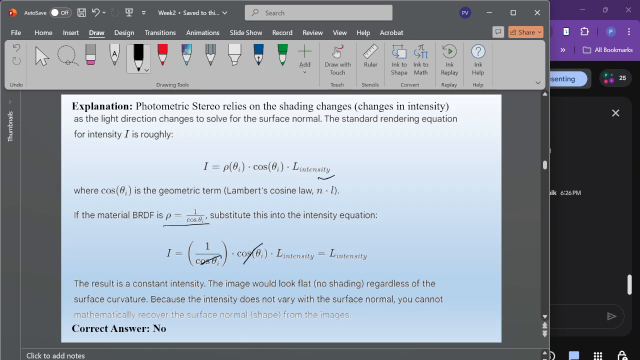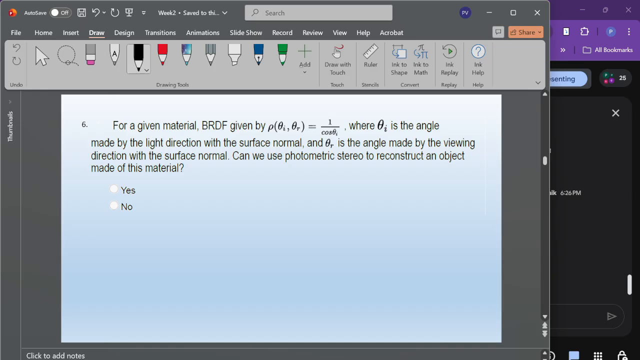So this result is constant intensity. The image would look flat, with no shading regardless of the surface curvature. Because the intensity does not vary with the surface normal, you cannot mathematically recover the surface normal, that is, the shape from the image. So the correct answer is no. We cannot use photometric stereo to reconstruct an object made of this material.